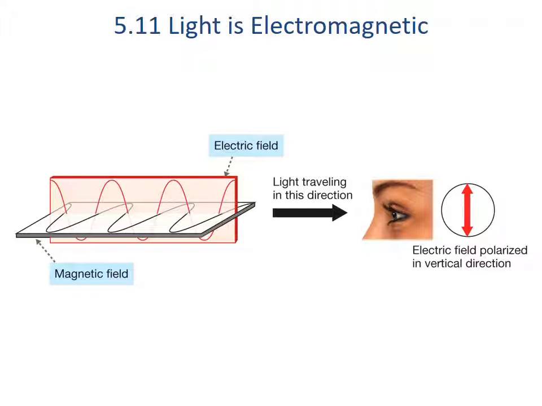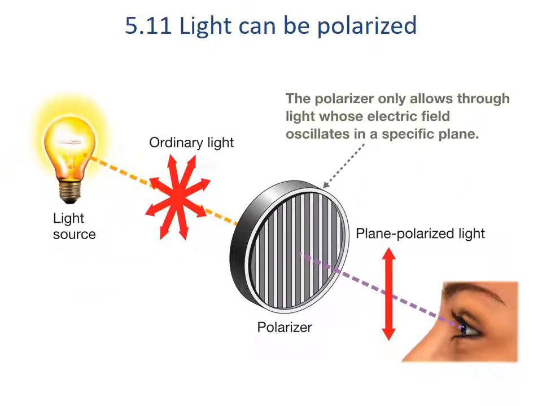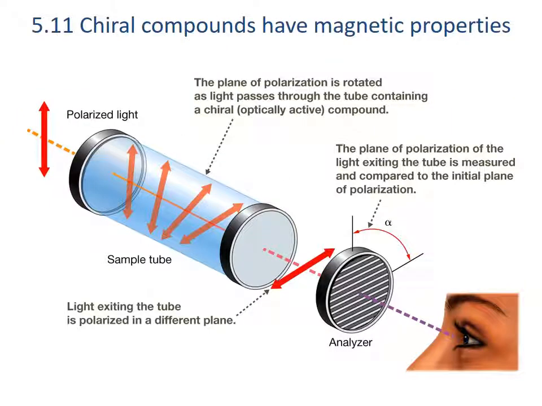When light is polarized, its magnetic field is all going to be in the same direction. Ordinary light has electric and magnetic components in all directions, but we can pass that through a polarizer that selects for only electric fields and magnetic fields in one set of parallel planes. Because the light and the chiral compounds both have magnetic fields, the chiral compound will cause the light to rotate. Because enantiomers are mirror images, their interactions with polarized light are equal in magnitude, but reversed.